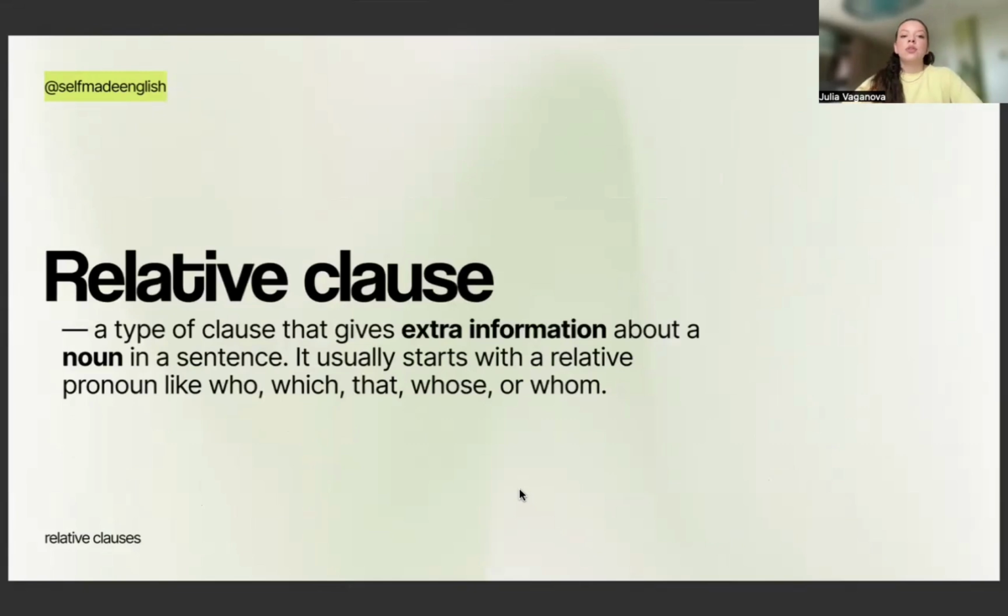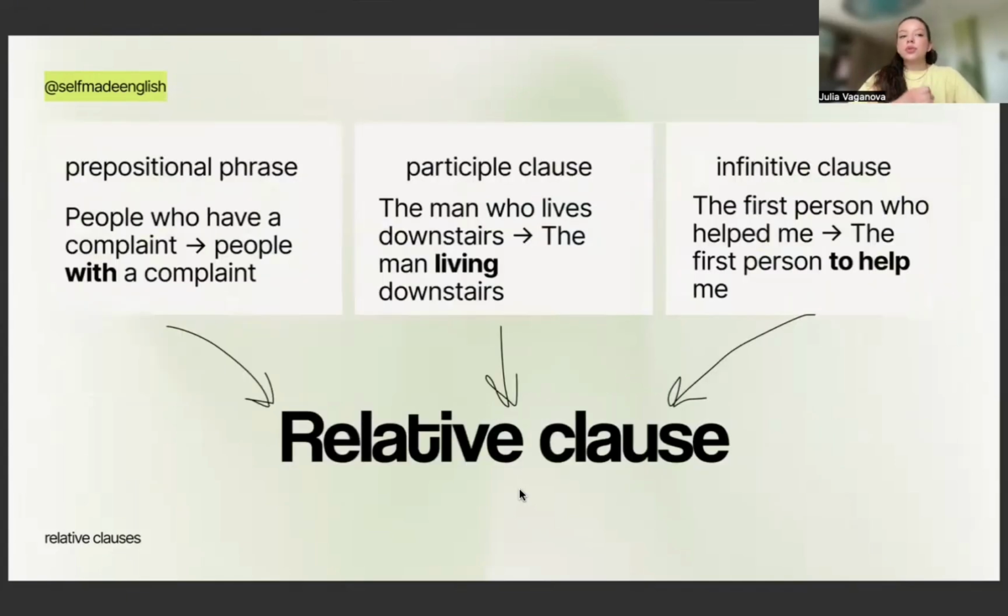Let us focus on a relative clause. This is basically a clause that gives some extra information about a noun, about the whole sentence, and it usually starts with a relative pronoun: who, which, that, whose, whom, sorry. All right, we can also have three more tools to paraphrase a relative clause, just for you to have different kinds of tools in your speech.